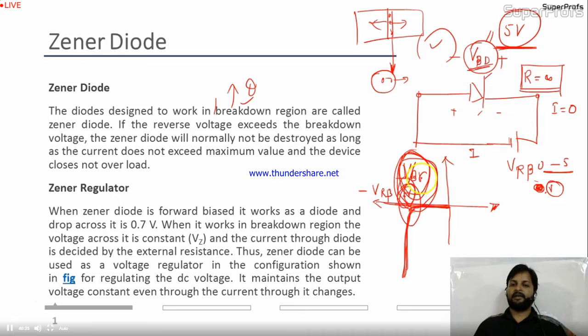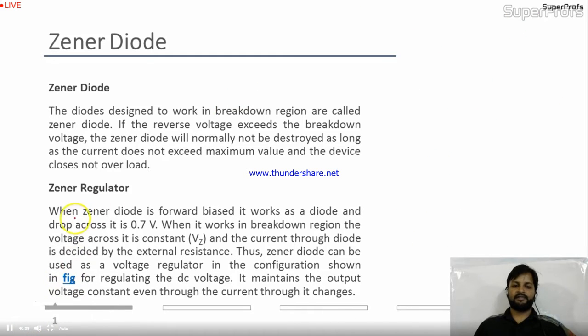At the breakdown voltage, the Zener diode will start to conduct. Before the breakdown voltage, the current will be 0. Later I'll tell you in detail about this graph. Okay. So here just understand this. When the Zener diode is forward biased, it works as a diode and the drop across it is 0.7. This is the normal diode in forward bias. When it works in the breakdown region, the voltage across it is constant, as I told you, and the current through the diode is decided by the external resistance.